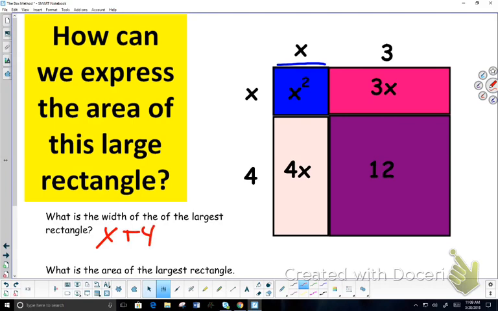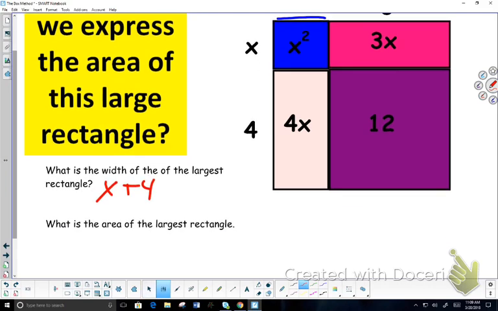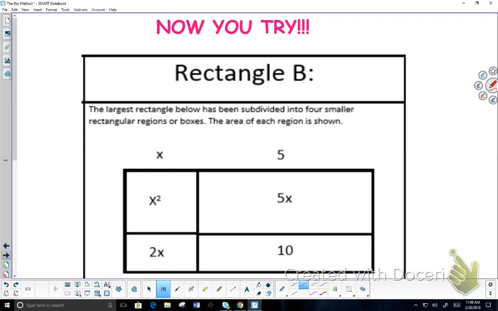What is the area of the largest rectangle? You already told me this. X squared plus 3x plus 4x plus 7x plus 4. Okay, so I just added up the 4x and the 3x to get 7x. Are we okay with that? Okay, you try. B?